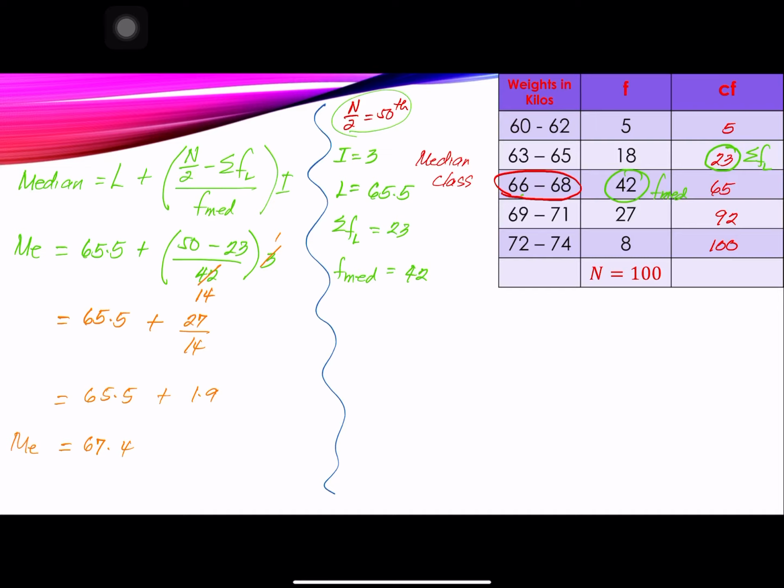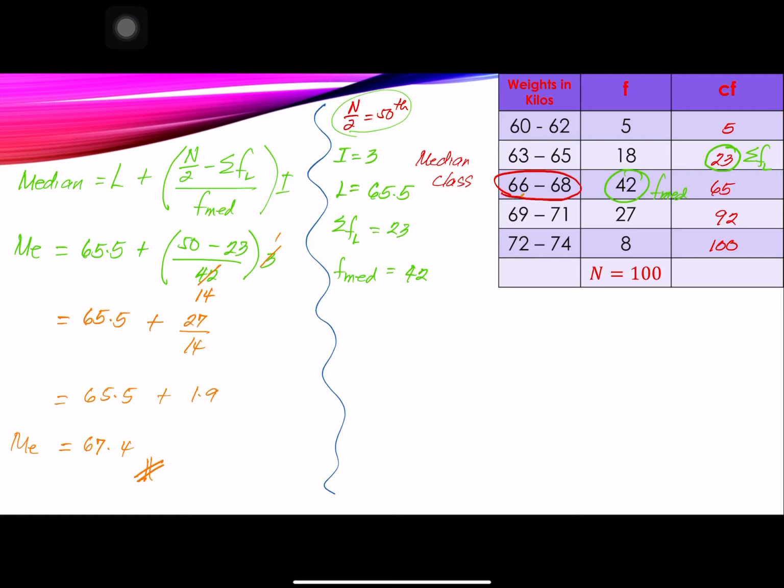Otherwise, if you arrive at an answer that is not in this class interval, then your answer is wrong. But in this case, 67.4 is somewhere in 66 to 68, so your answer is correct.